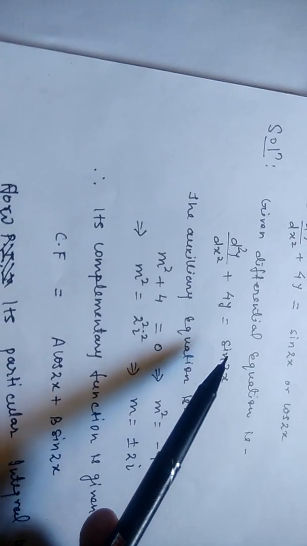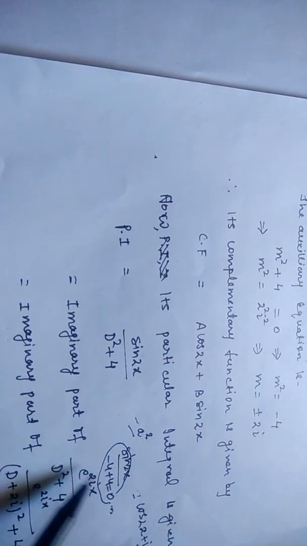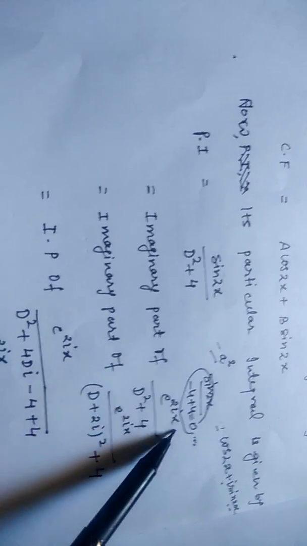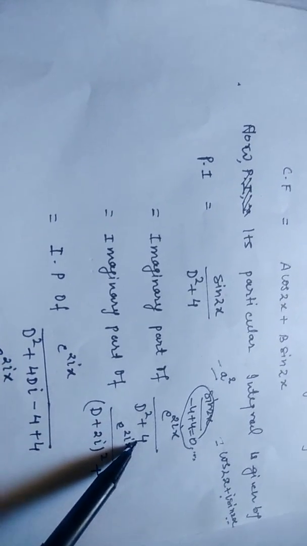Since in the question we have been given sin 2x, if it were cos 2x, then we would write the real part of e to the power 2ix divided by d square plus 4. But since it is sin 2x written here, that's why we have taken the imaginary part of e to the power 2ix divided by d square plus 4.